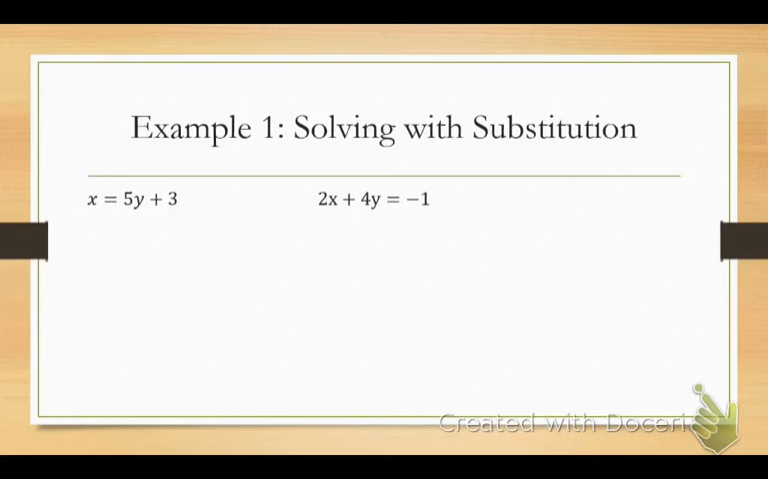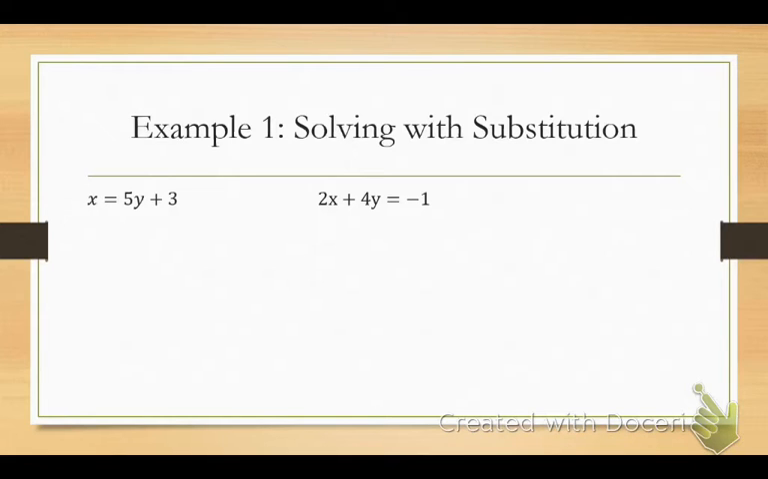What do you notice that's different about this system? They're not in slope-intercept form, and the first equation, which variable is isolated or by itself? X, okay? So remember what I just said a couple minutes ago. It doesn't matter which one you solve first. Whichever one is easiest to get by itself, in this case, X is already by itself, solve for X first. Does that make sense?